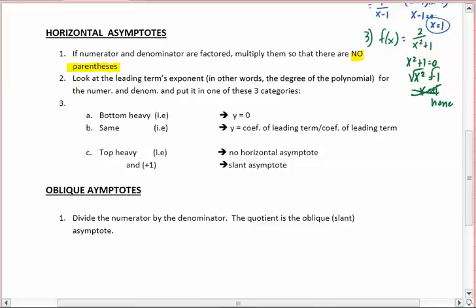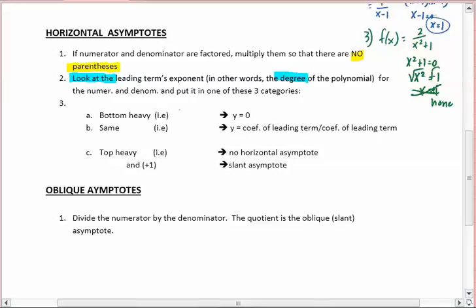So that's step one. Then next, we're going to look at the leading term's exponent, meaning the degree of the polynomial. We look at the degree of the polynomial for the numerator and denominator, and based on those degrees, we're going to put it into one of three categories. So let me give you some examples here.